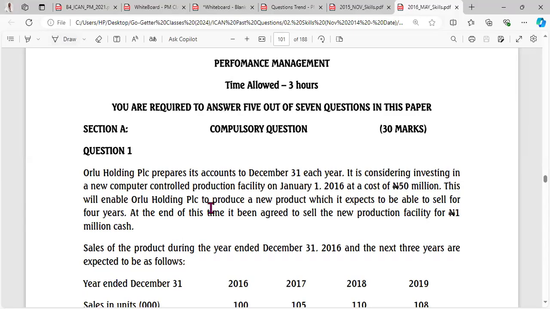So I'll be doing something here. I will be marking this. This is 4 years, so this is 4. This is year 0 or time 0, which is now. So this is the cost outflow. Now, at the end of 4 years, which is at the end of this time, it's been agreed to sell the new facility for 1 million naira cash. So this is going to be an inflow to the company, right?